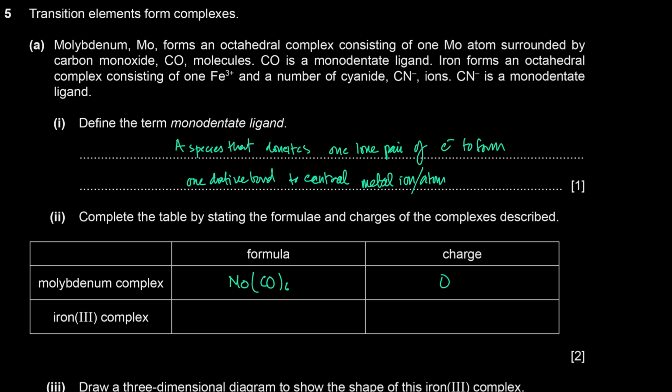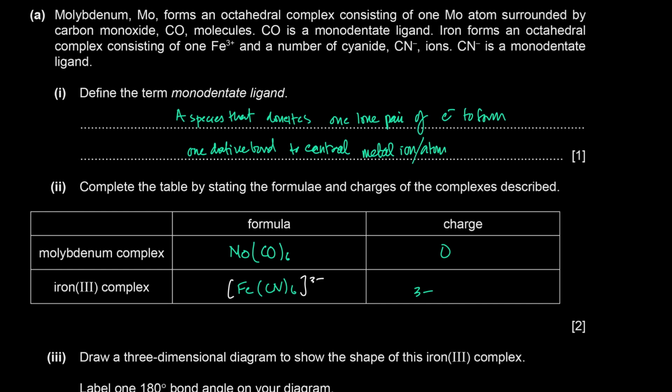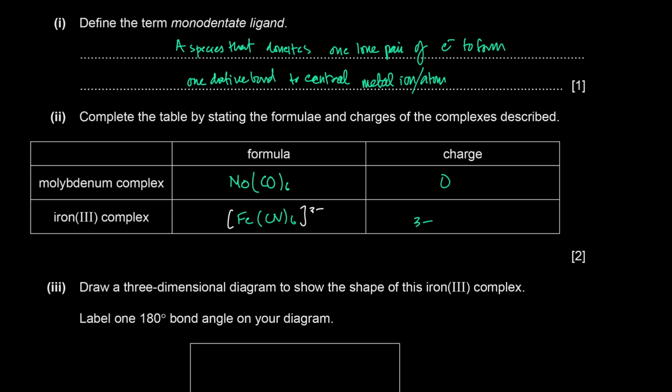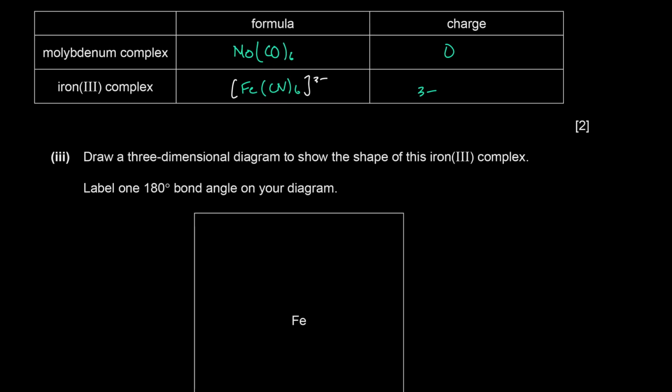And for iron 3, you have 6 cyanide ions. You'll have Fe(CN)6, but the charge over here would be 3 minus. So obviously, if you were to write the charges over here, this would look like this. You don't have to put the square brackets for the neutral complexes.